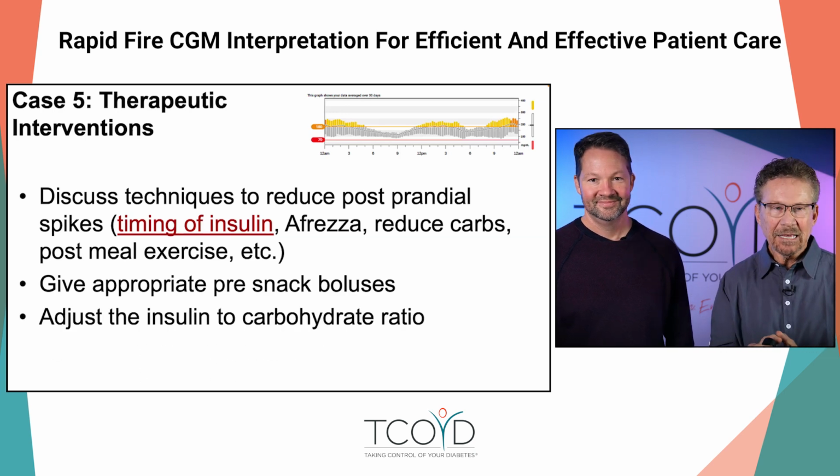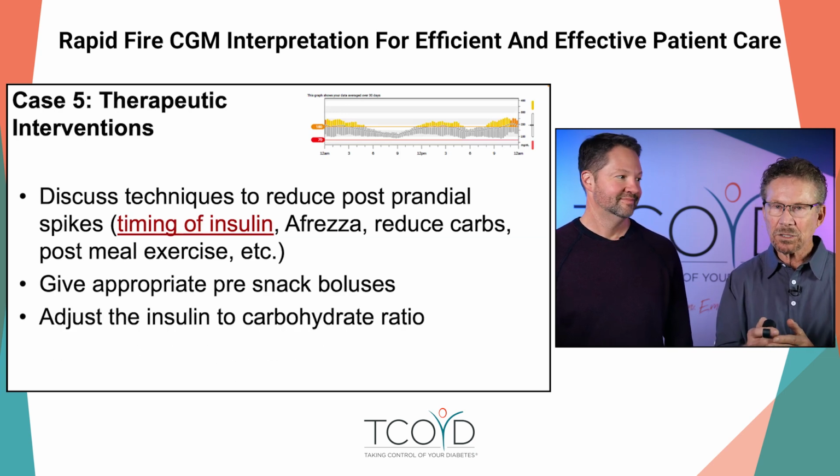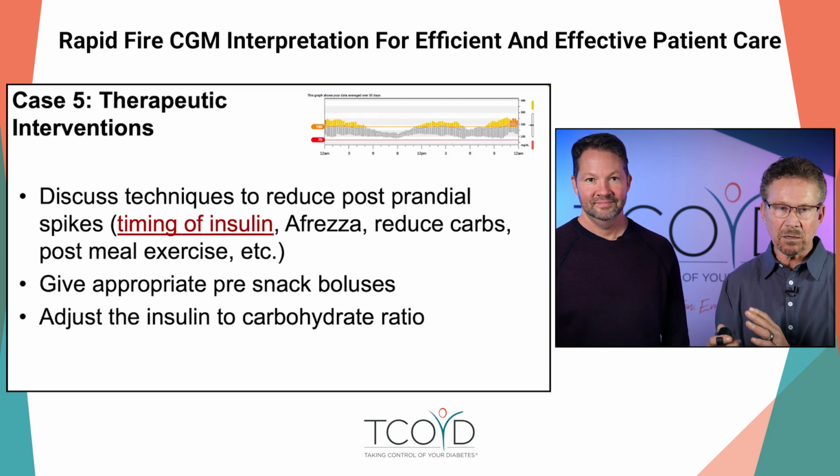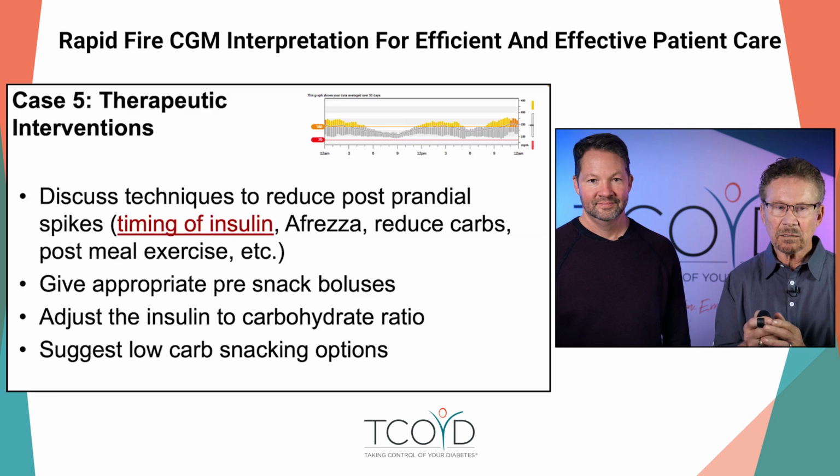Adjust the insulin to carbohydrate ratio. She might need to make that more aggressive before meals. So instead of 1 to 10, it might be 1 unit for every 8 grams as an example. And suggest low carb snacking options.